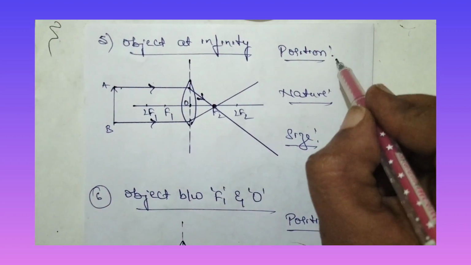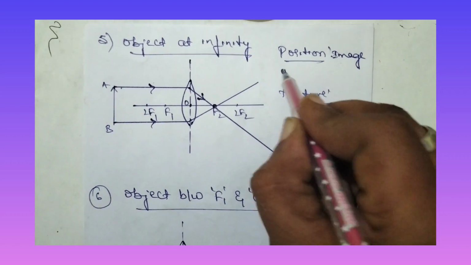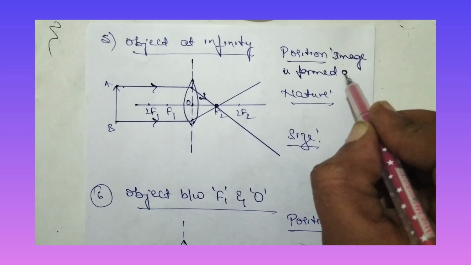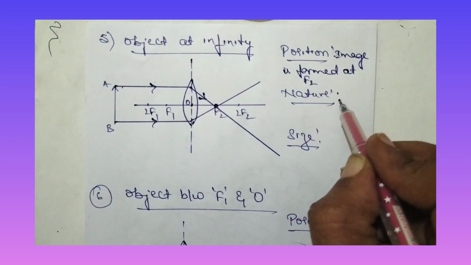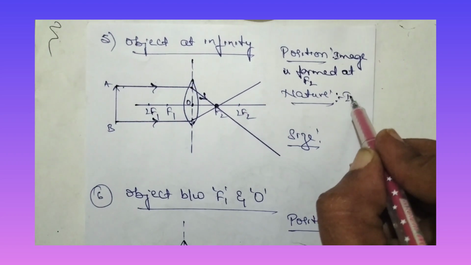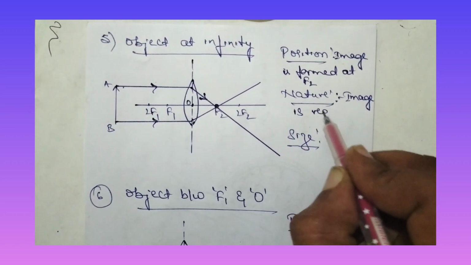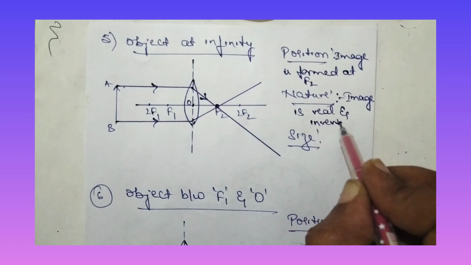So now what is the position of the image? The image is formed at F2, that is, the principal focus. What is the nature of the image? The image is real and inverted.